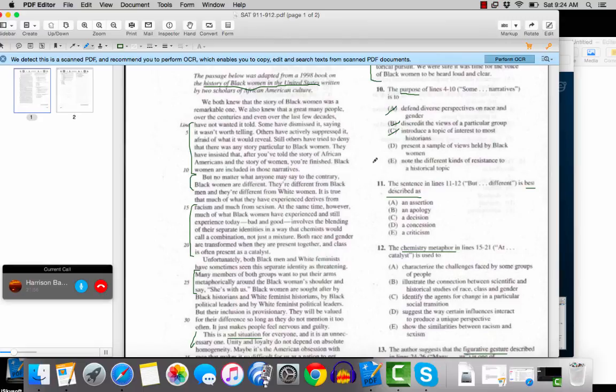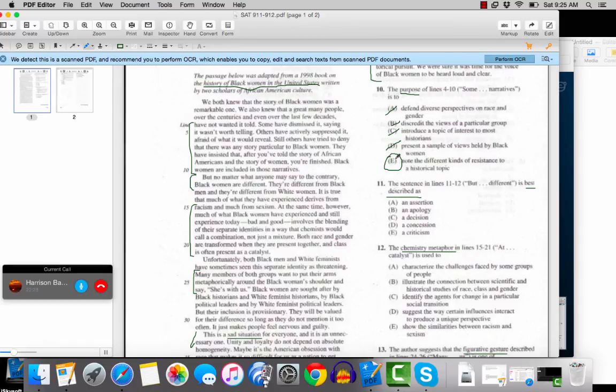Okay, go ahead. So we know that there were three types of counter resistance you could talk about. They said they dismissed it, they said it wasn't worth telling, and that others were afraid of what it would reveal. But we don't know if this is a view held by black women. Good. If you were assuming, you could maybe put D, but that information isn't in the passage, so we have to cross it out. You're right, 100%. Good. So you mark E, and E is correct.